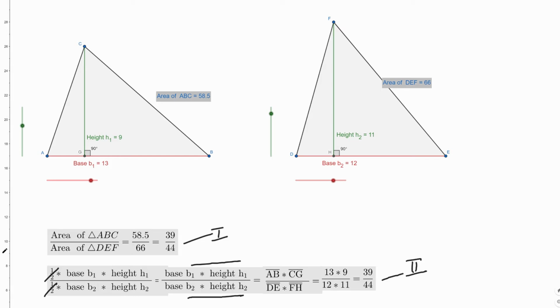Now we can cross check this relation by giving some other values to the heights and base. So let's do that. So what I'm going to do now is I'm going to change the base. See, now as I keep changing the base B1, my area of triangle is getting recalculated, and so is the other ratio. But look at the value of both the ratios. They are same. They are always same.